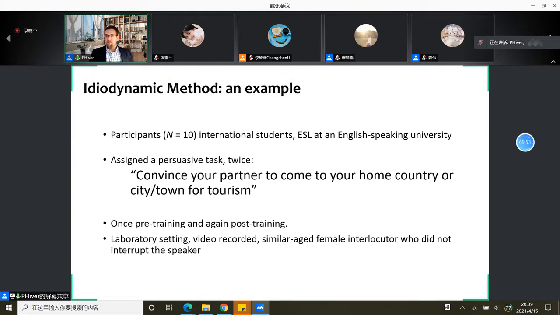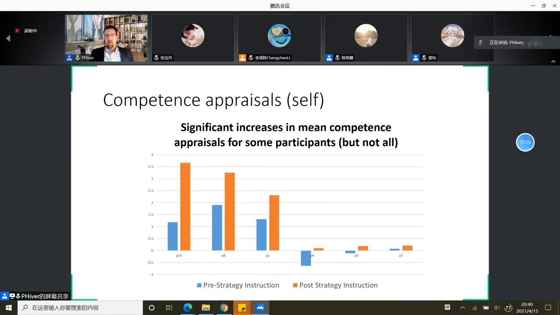The researchers had 10 participants, beginning level ESL students, who were asked to complete a basic persuasive speaking task: convince your partner to come to your home country for tourism. They completed this twice, once before the nonverbal strategy instruction and once after. In experimental studies like this, the researcher deliberately manipulates certain factors, like the type of instruction or the difficulty of the task, and we can investigate their effects on outcomes of the task.